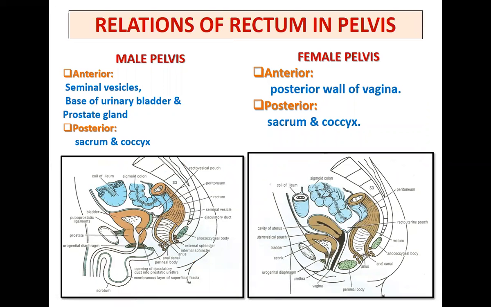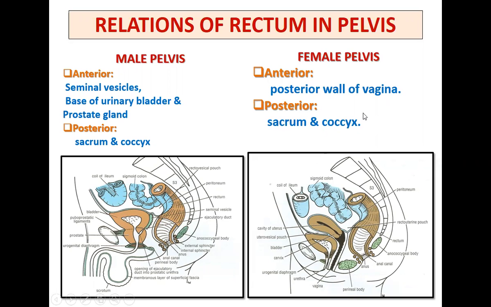Coming to some relations of the rectum, there are some very important relations and there are differences between the male and the female. The posterior relation is the same, common. Here is the rectum in the female, and this is the male. So the posterior relation is the same: it is the sacrum above and the coccyx below.